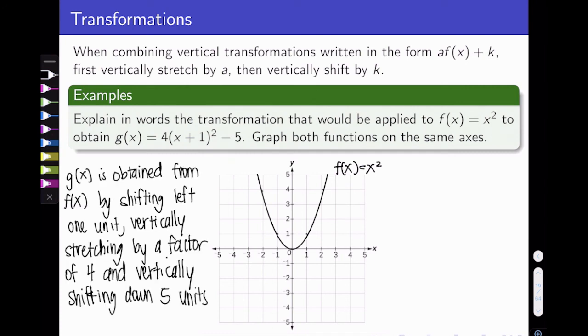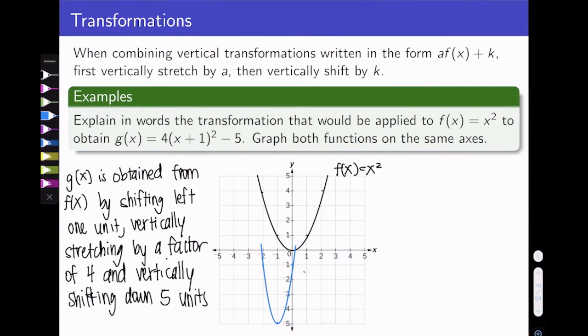Okay, now let's graph the transformation that we discussed in words. This is our g of x transformation, which is 4 times (x plus 1) squared minus 5.